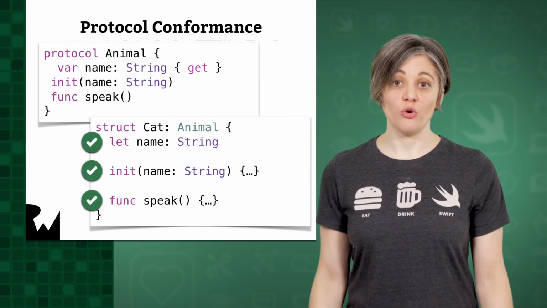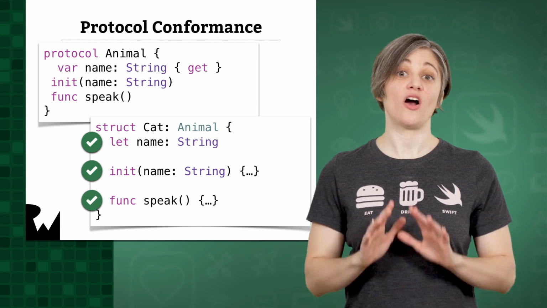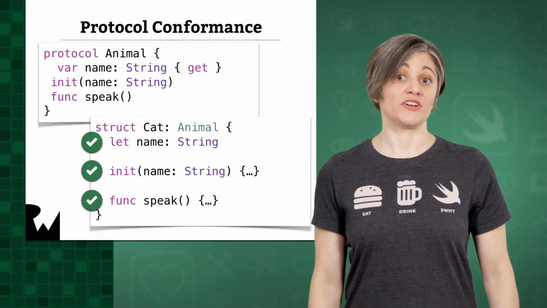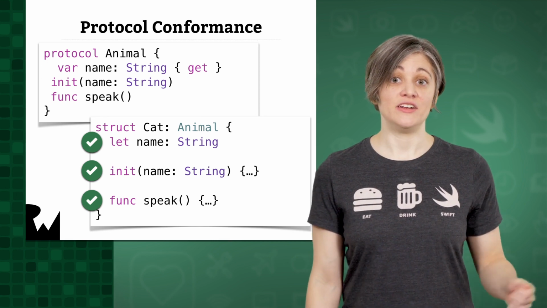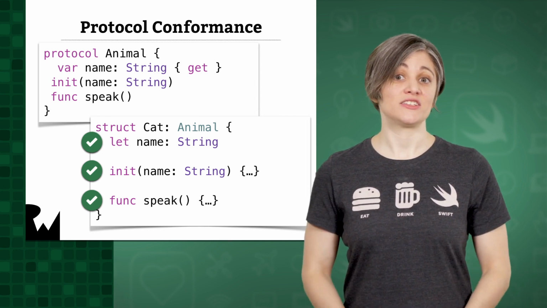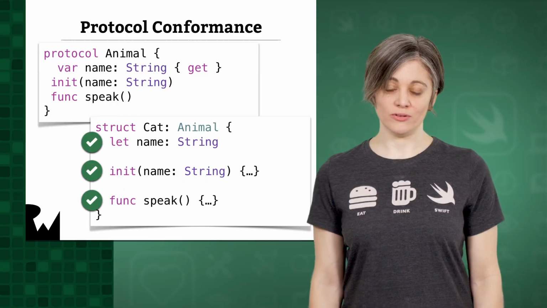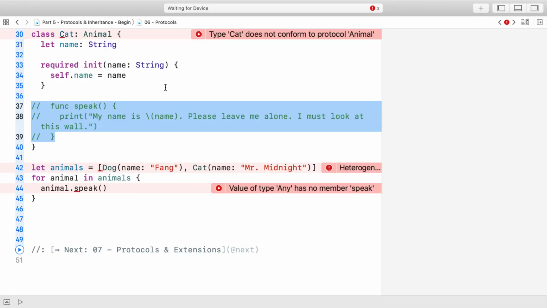To actually conform to a protocol means satisfying all of its requirements. According to our definition, if a type doesn't have a name property, an initializer that accepts a name, and a speak method, it can't be an Animal. But otherwise it can.